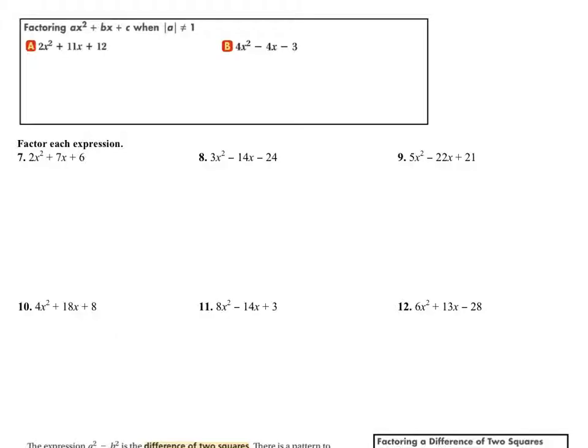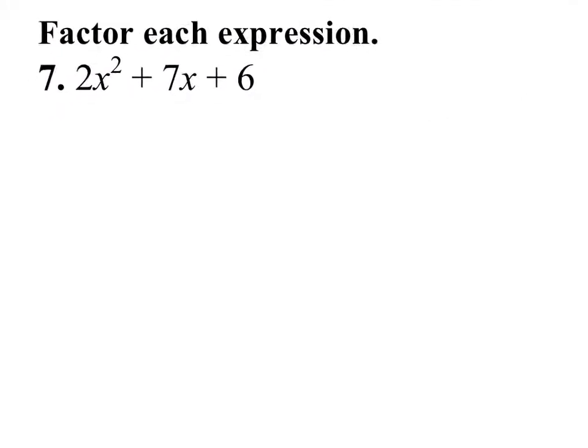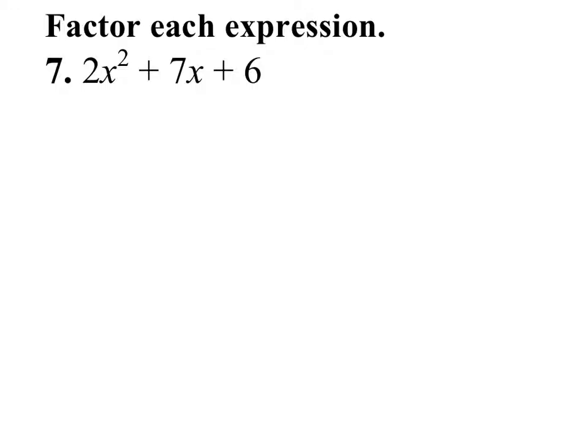If we take a look at number 7, can I factor out a GCF? Because again, that should always be step 1. Look for a GCF. Can I factor out a GCF? No, I cannot. So then I'm stuck doing the X method.